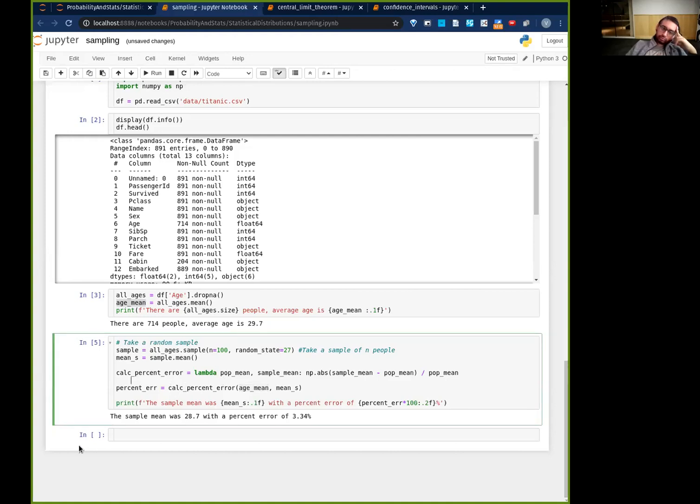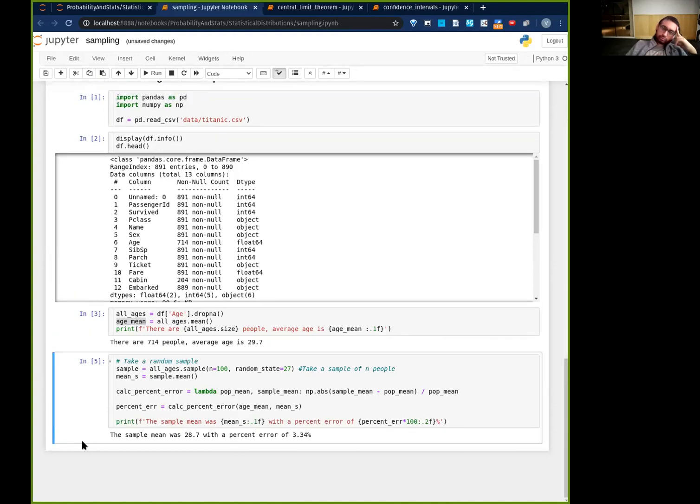So that's the idea of this random sample: you don't have to look at everyone. You can look at a smaller portion. Cool. Does that make sense to people? Any questions about that? Very quick, me going through.